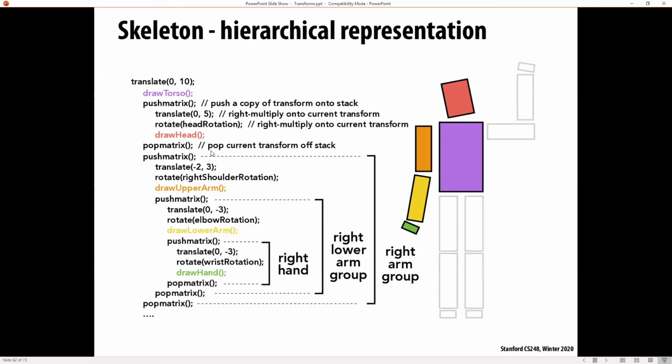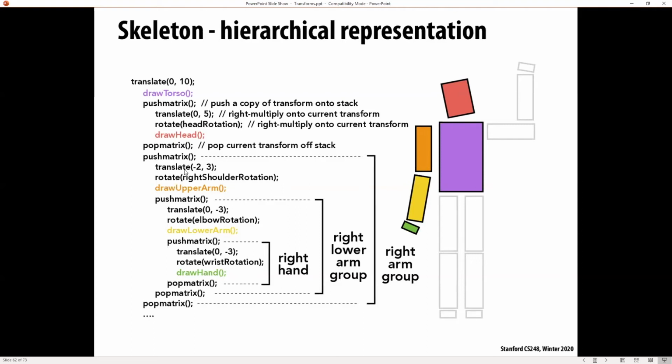Now we're going to pop. What does this pop mean? It means go back to wherever I saved, right? Take the top thing off of the stack. So I go back. Let's imagine this is the beginning of our coordinate system here, right? We're back in this coordinate system rather than in the head coordinate system. So we're going to save again.